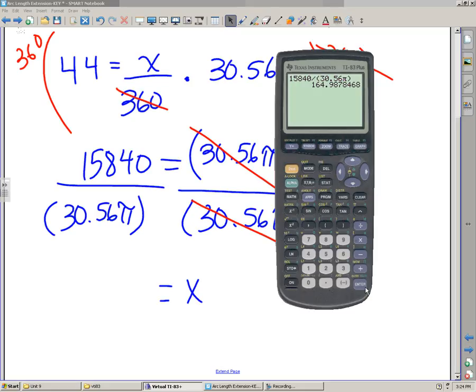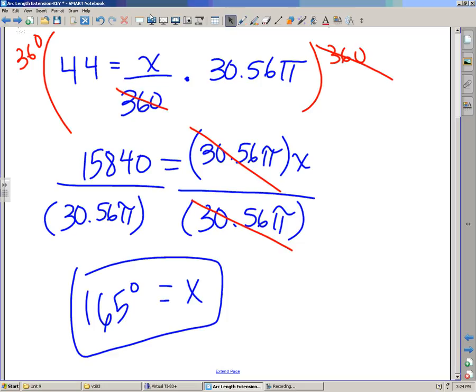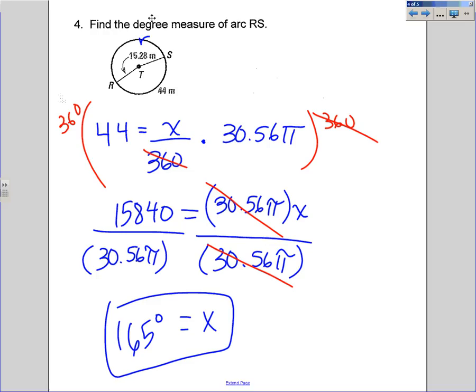And this to the nearest whole number would be 165 degrees. So the measure of the arc is 165 degrees. Okay, so there you go. You should be fine with the homework.